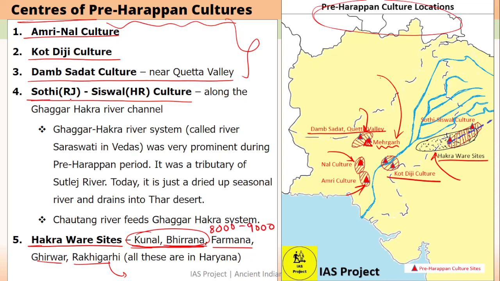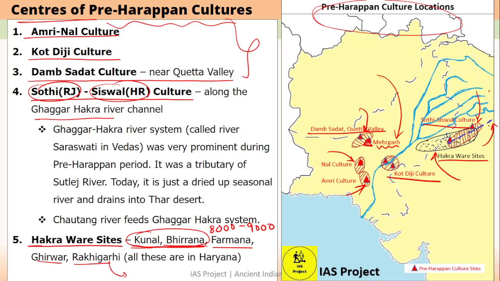If we talk about Sothi Siswal culture, you can see this over here, the area which is hatched in red color. Sothi is located in Rajasthan and Siswal is located in Haryana. Sothi Siswal culture basically developed along the river Ghaggar and Hakra. You can see Ghaggar Hakra river here, which is shown in blue color dashed lines.